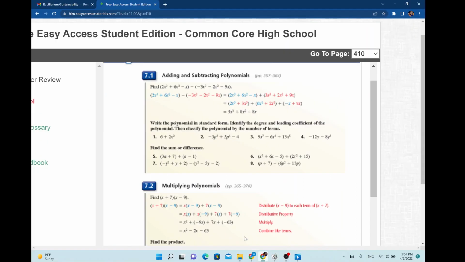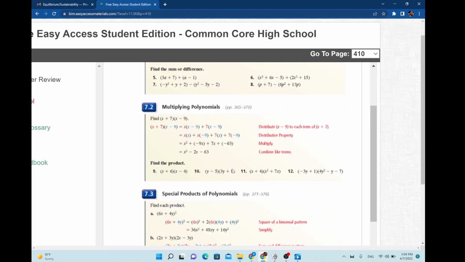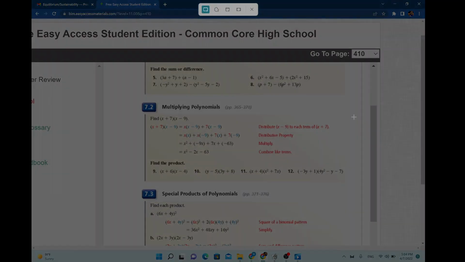And now let's move on to the next type of problem. 7.2 is about multiplying polynomials. Normally the common one we have is a binomial multiplied by a binomial, where you want to FOIL. And also sometimes we have to deal with a binomial multiplied by a trinomial, or a trinomial multiplied by a quadnomial. Okay, so now let's do 11 and 12 for this set of problems.